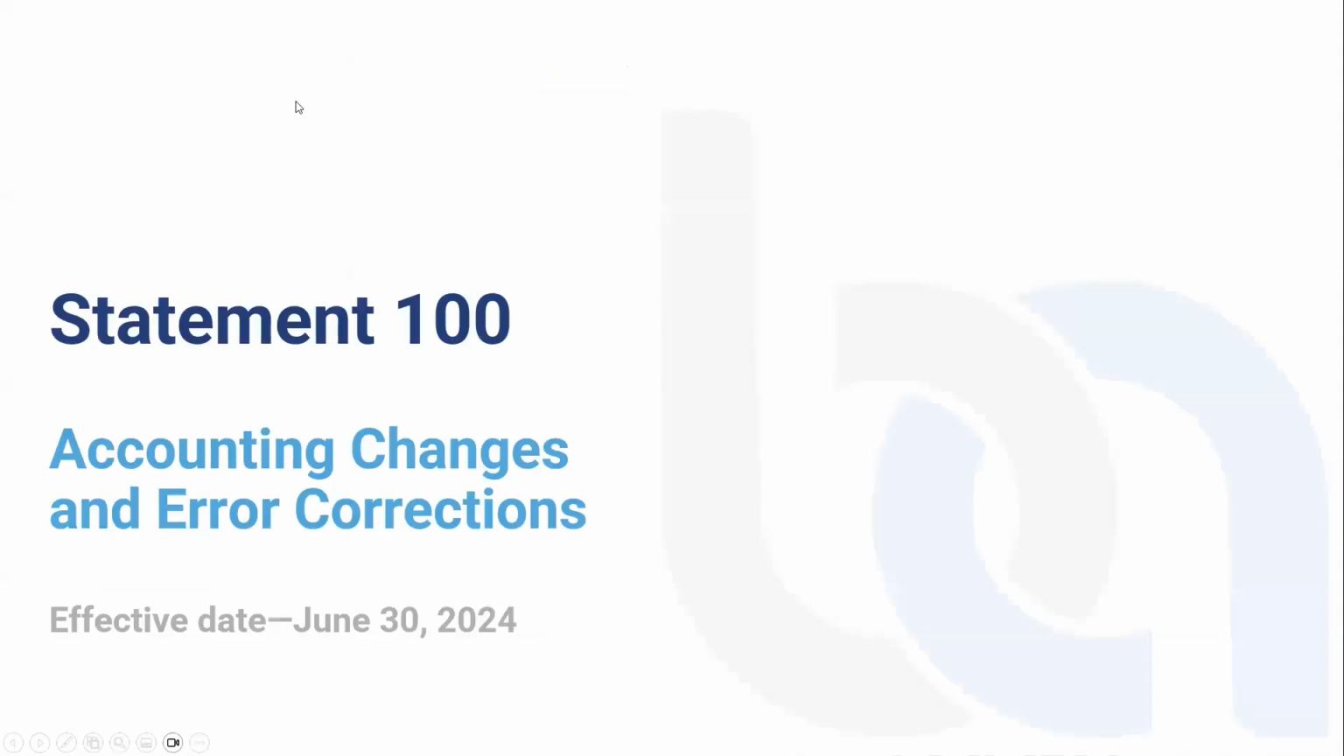All right, so now let's talk about GASB 100, accounting changes and error corrections. GASB 100, like I said, is basically dealing with restatements. Anytime you're having to do a restatement or changing accounting principles, changing estimates, correcting errors, it covers how you should display those and how you should account for them.